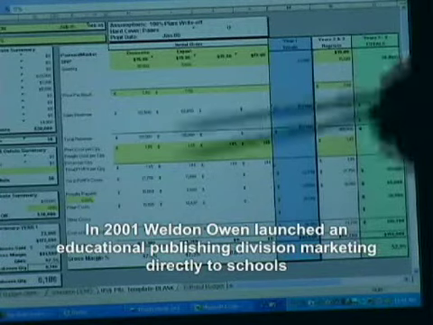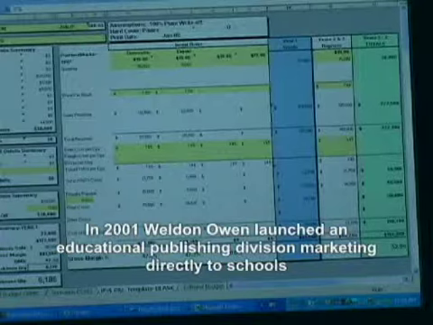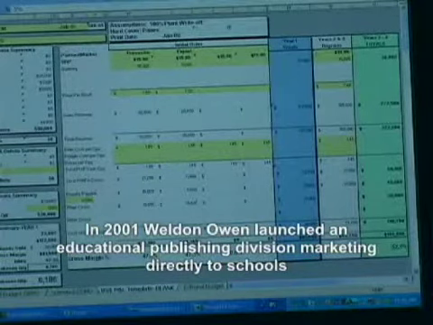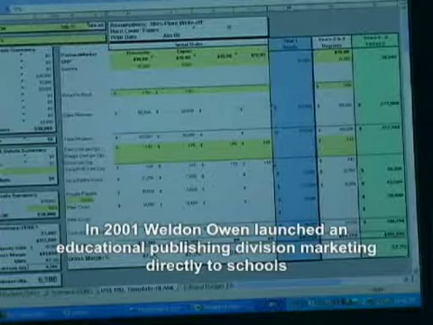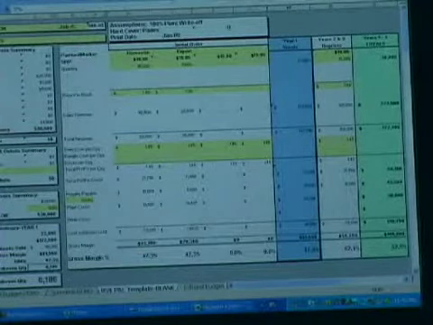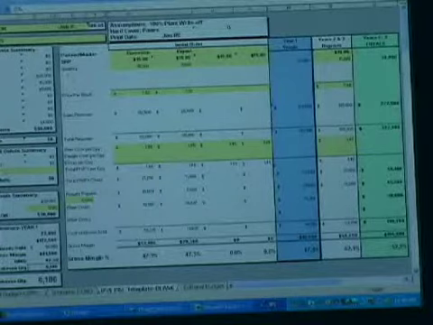This is a very simple spreadsheet, easily adaptable to virtually any publishing company, and we hope that the participants will take this away and they'll make it work in their particular country, in their environment, with their selling conditions.